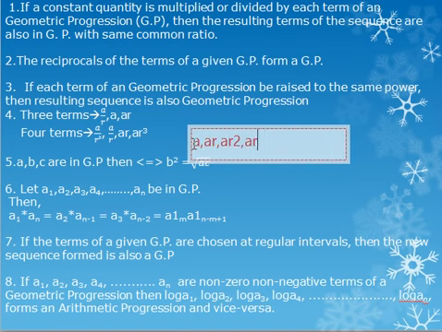So let's say I have this GP over here: a, ar, ar square, ar cube, and so on. Now if I raise each term in this geometric progression to some constant k, this will become a to the power k, and just keep that in brackets again.